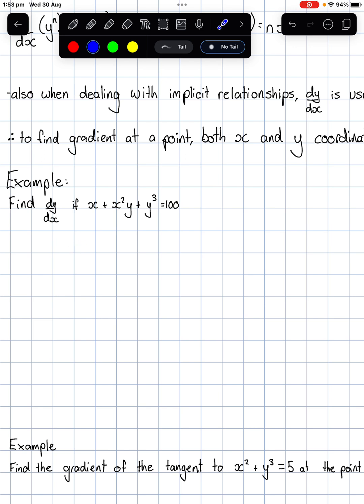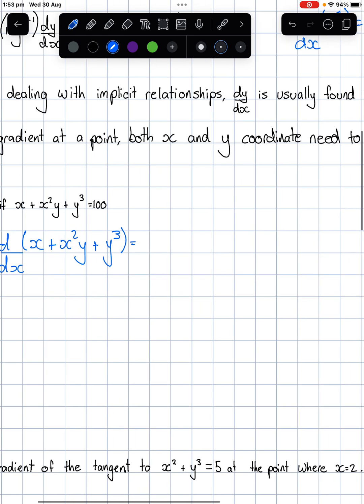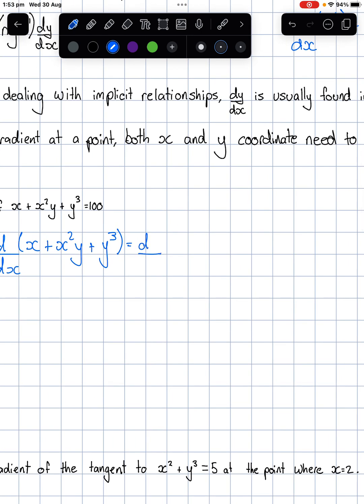So let me change to a pen. We go d dx here, and we're going to be taking the derivative of x plus x squared y plus y cubed, and then this is going to equal d dx of 100.